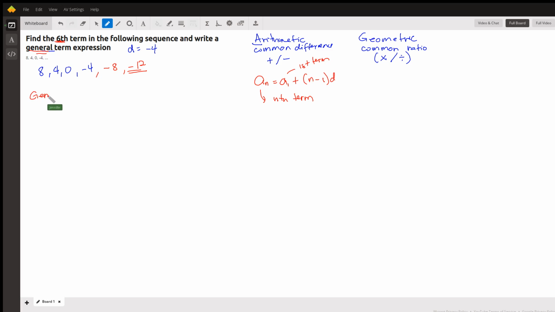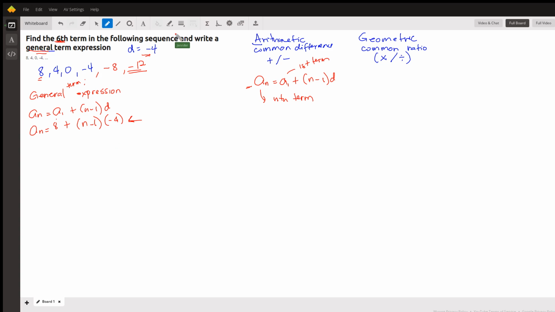Actually, it should be the general term expression. Using this formula, a sub n equals a sub 1 plus n minus 1 times d. Let's substitute. a sub n equals your first term, 8, plus n minus 1 times -4, because that's your d. The n is just n because this is a general expression. Now this in itself is already acceptable, though sometimes your teacher might want you to simplify it.